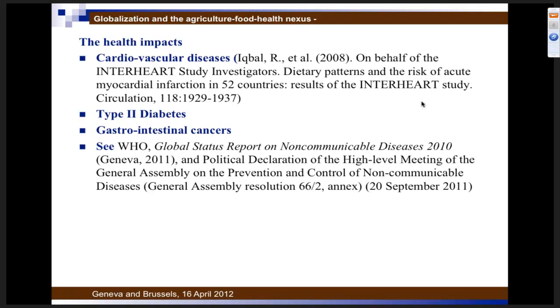But of course, foods that are energy rich but relatively nutrient poor, foods that are intense in saturated fats and have important amounts of salts and sugars, lead to a number of non-communicable diseases, which are now increasingly a concern for the UN system, for the World Health Organization in particular, and that led the UN to convene this high-level meeting of the General Assembly of the UN on the prevention and control of non-communicable diseases in New York on 19th and 20th of September of last year, where governments at the highest level committed to a number of objectives to reduce the impacts of particularly shifting diets on cardiovascular diseases, type 2 diabetes, or gastrointestinal cancers, which are the most well known, of course, of these health impacts of these shifting diets.